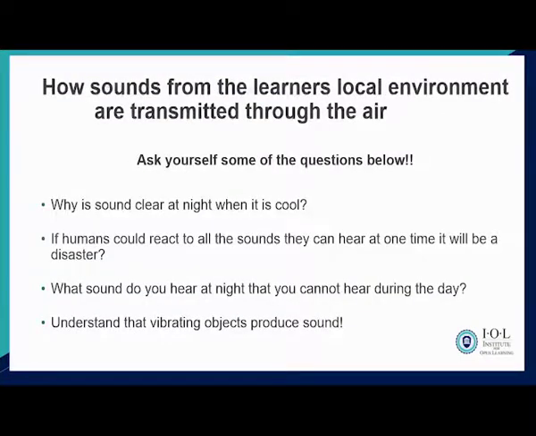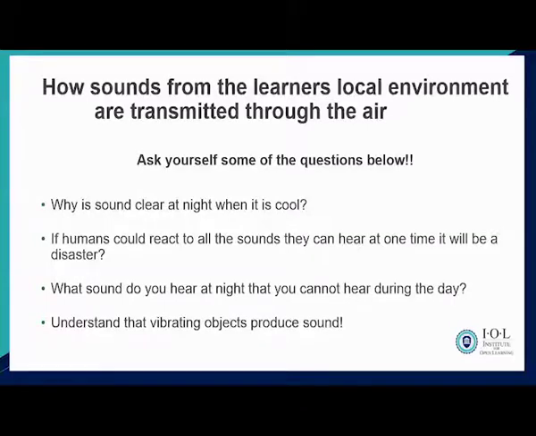The other thing that I need to present to you is how sound from the learner's local environment is transmitted through the air. I'm going to show you how sound from your local environment is being transmitted through the air. Some of the questions that you can ask yourself are listed here below.